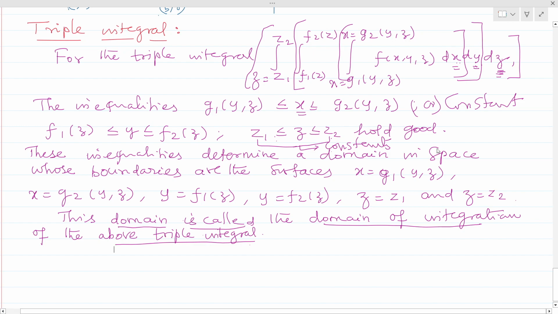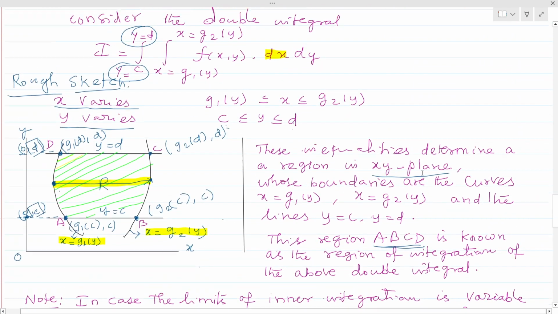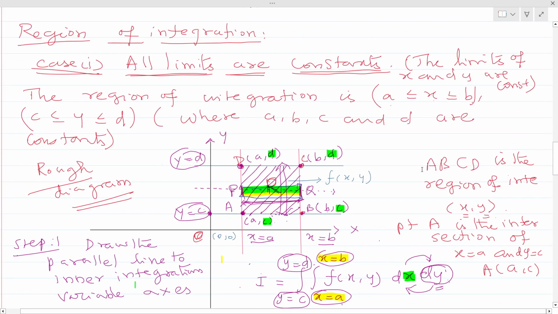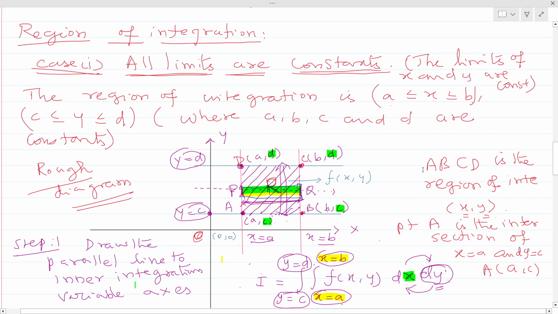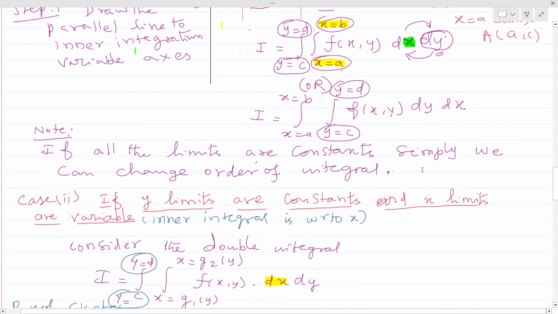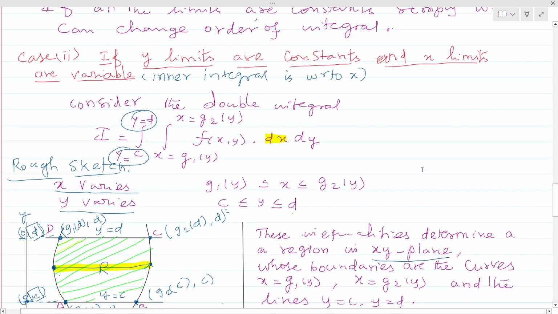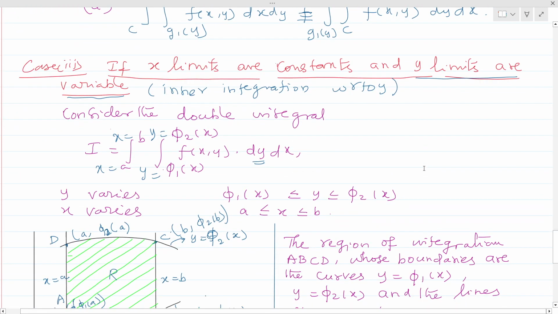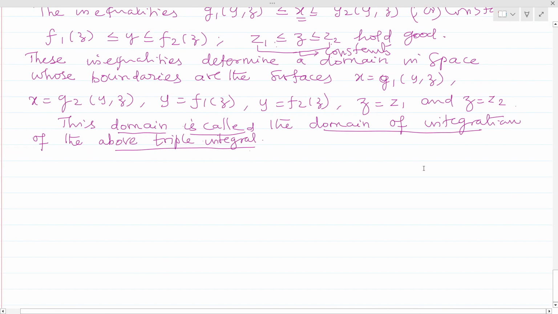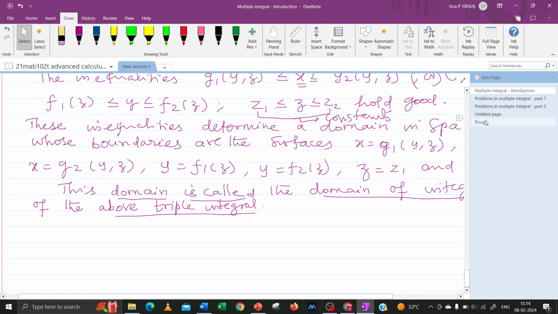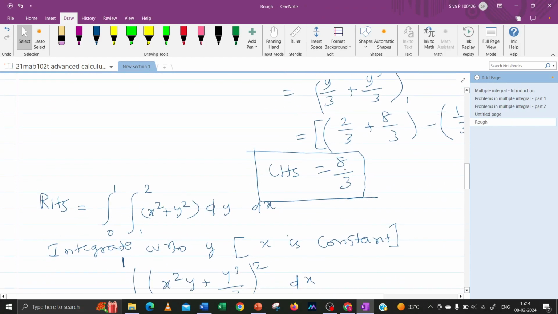So in the class we have discussed case 2 and case 3, whereas case 1 is where all the limits are constants, case 2 is where y limits are constants and x limits are variables, and case 3 is where x limits are constants and y limits are variables. Then, based on this, we can discuss one simple problem here.